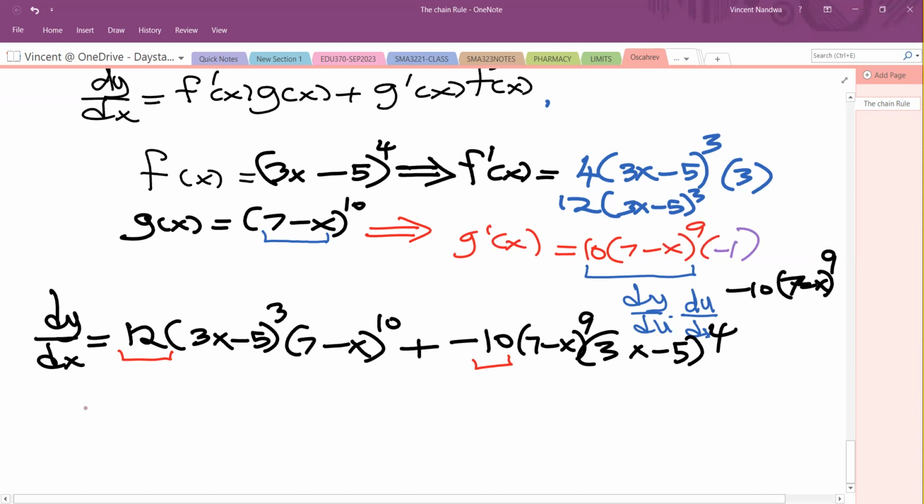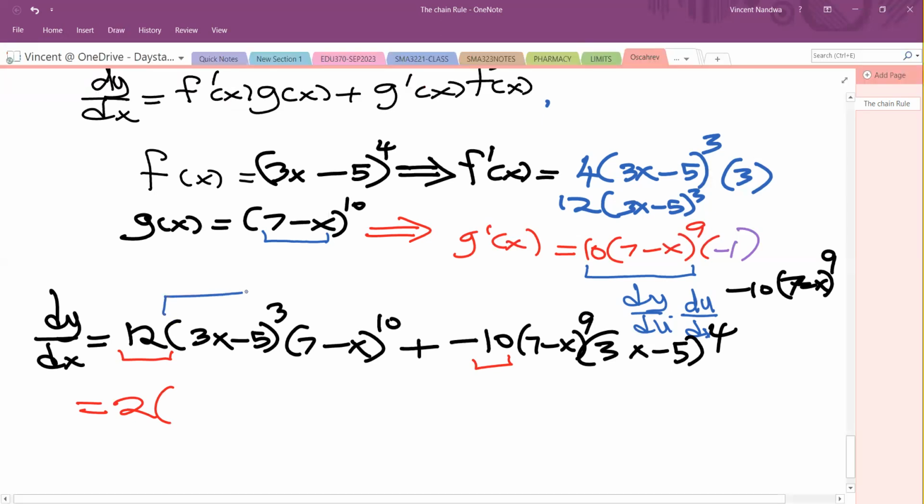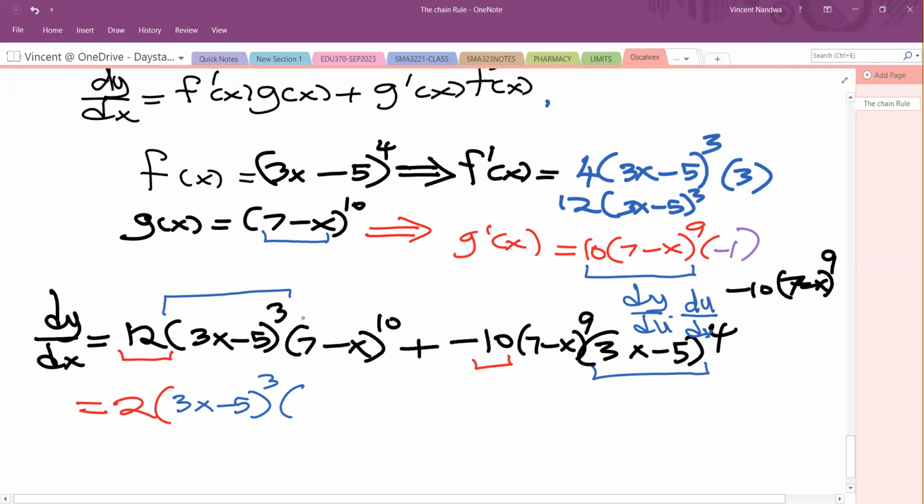2, okay? So we write 2 into then this one which has 3x minus 5, the first one is to power 3, and the other one is to power 4. So the GCD is the one with the smaller power, power 3, okay? So I write power 3 there. Okay, let's go to the 7 minus x one. Which will we take, power 9 or power 10? Power 9. So 7 minus x power 9, okay?